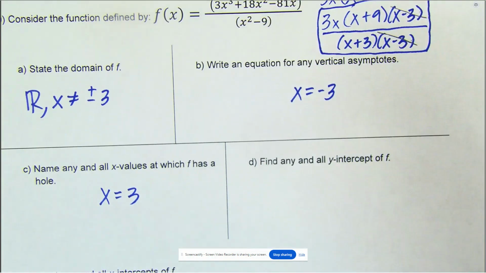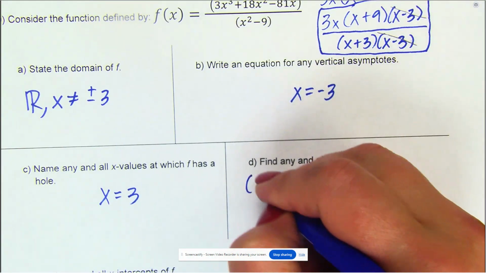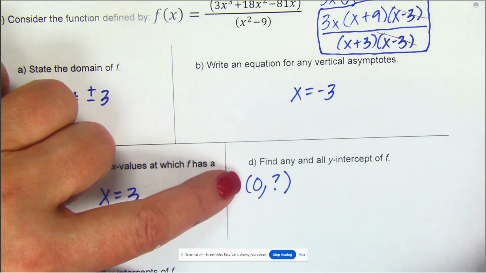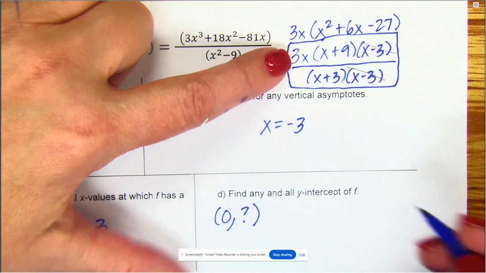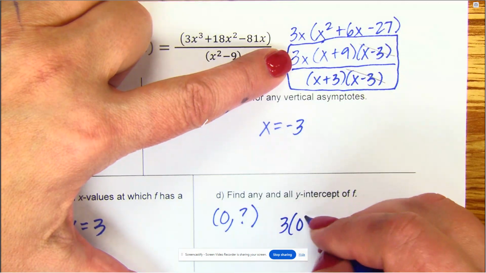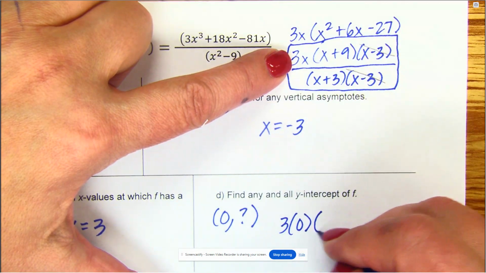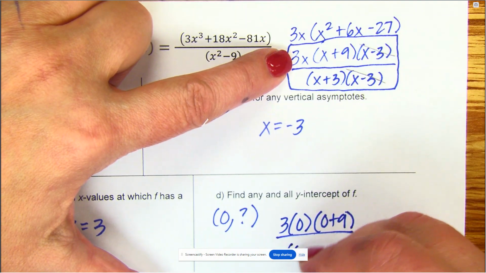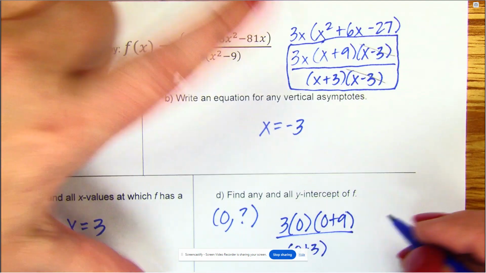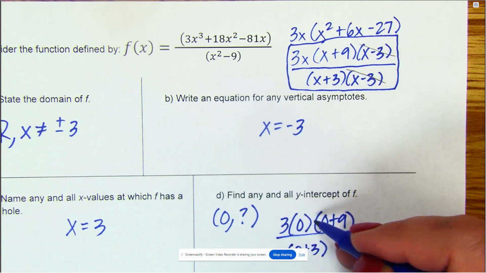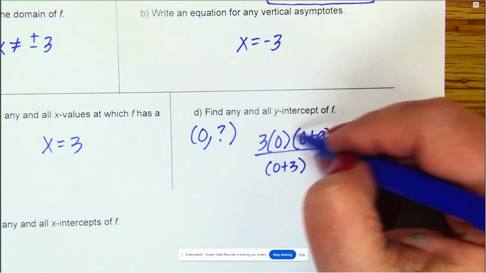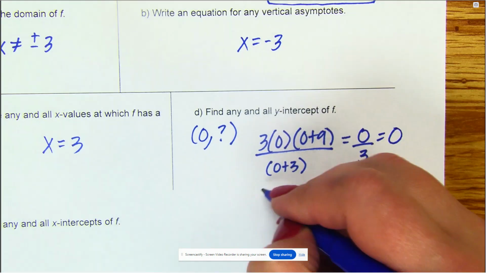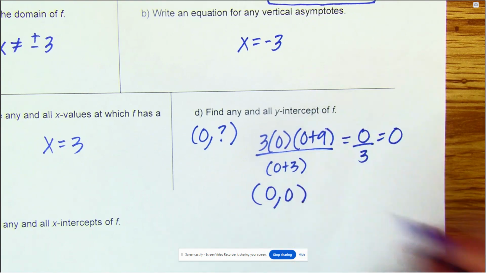The intercepts, the y-intercept is when x is 0. So you're going to let x be 0. So if I put a 0 here, hopefully you could see it, but I'll go through the motions. Those are gone, right? But 3 times 0 is 0. 0 times, this becomes 0 over 3, 0. The y-intercept is 0, 0.